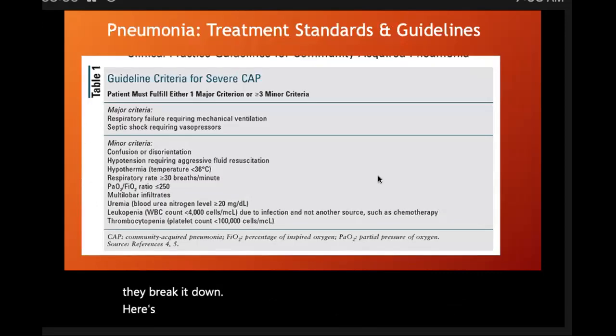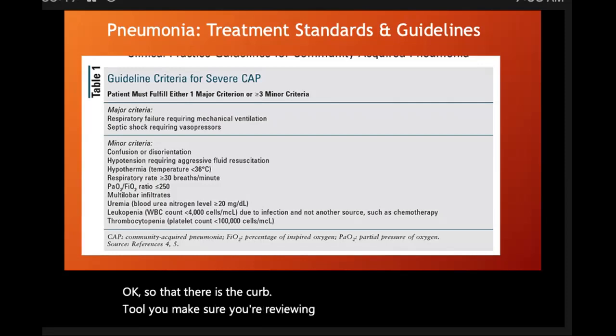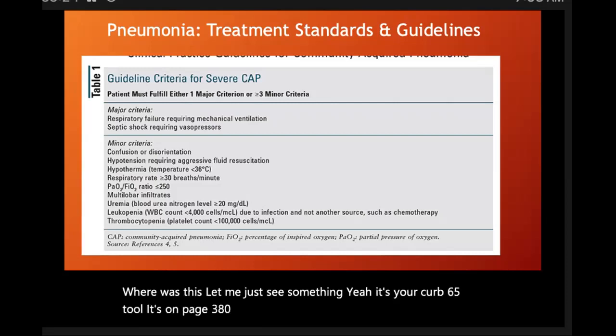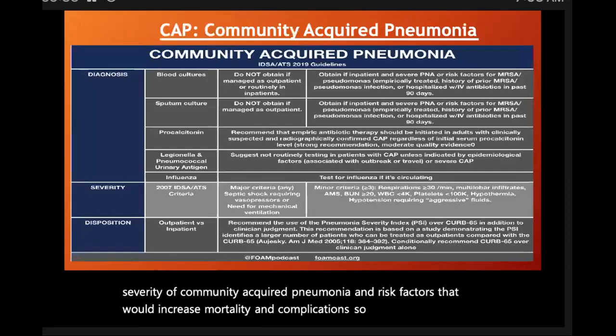Here's your guidelines for pneumonia. Make sure you're looking at your CAP guidelines and what criteria would indicate that they need to be hospitalized. Okay, so that there is the CURB tool. Make sure you're reviewing that. But yeah, it's your CURB 65 tool. It's on page 383. And it's a tool for scoring severity of community-acquired pneumonia and risk factors that would increase mortality and complications, so you know when you need to hospitalize your patients.